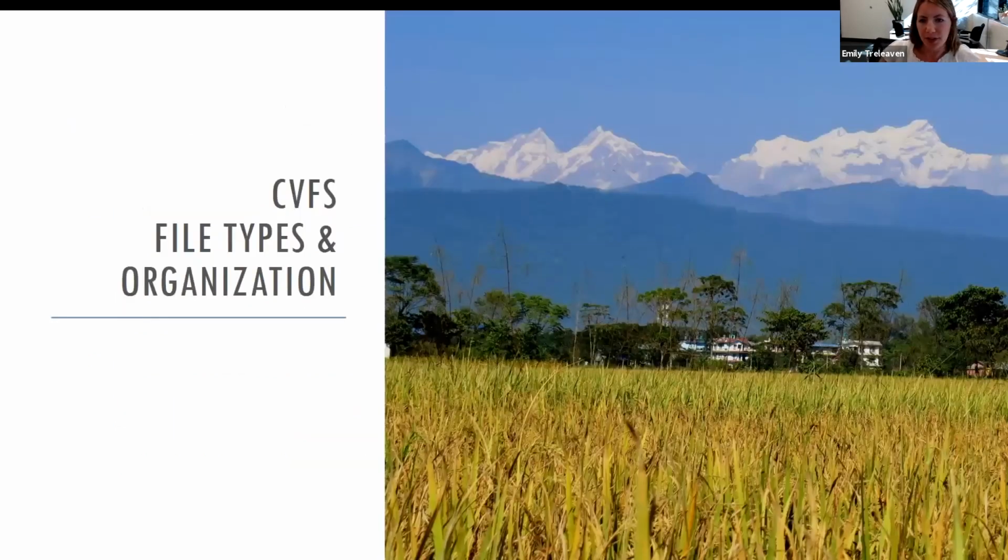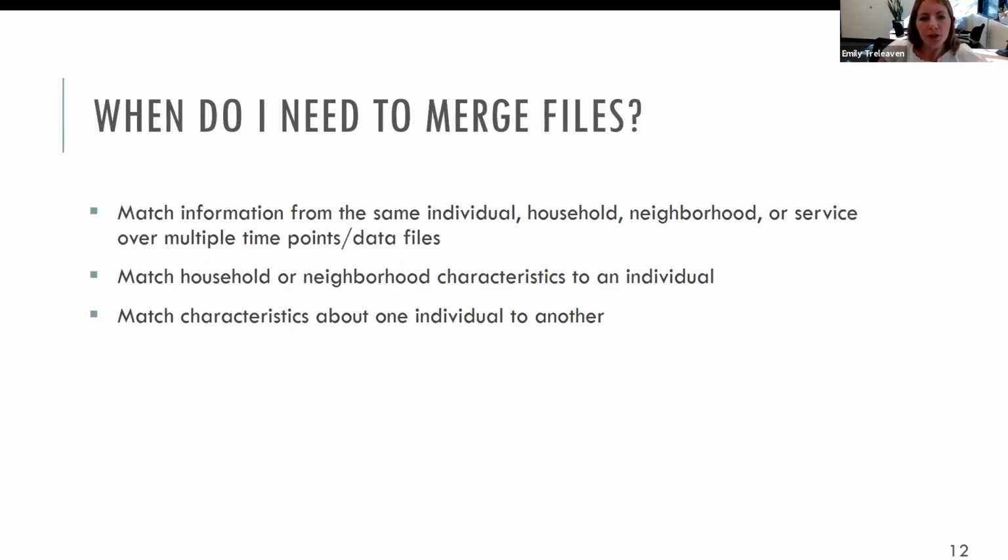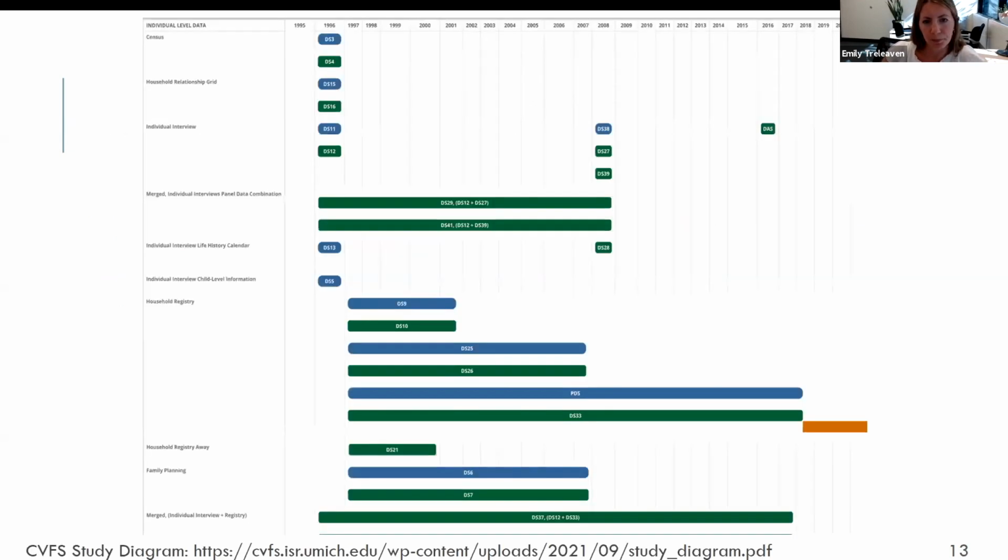I'll now provide an overview of the different types of data files that comprise CVFS and how they're organized. Generally, data that's collected at different time points has been processed as separate data sets or data files. So if we want to observe a unit over time, we may need to link 2 or more files. We can merge information about the same unit, either individuals, households, neighborhoods, schools, or health facilities, over time. We can also merge information about higher order and lower order units, like matching individuals to households or neighborhoods, and we can merge information about 2 different individuals, like spouses or siblings.